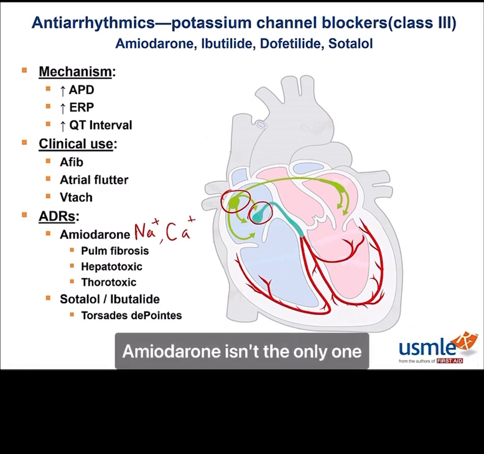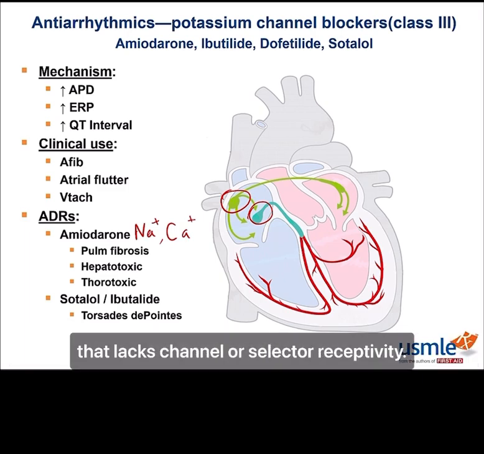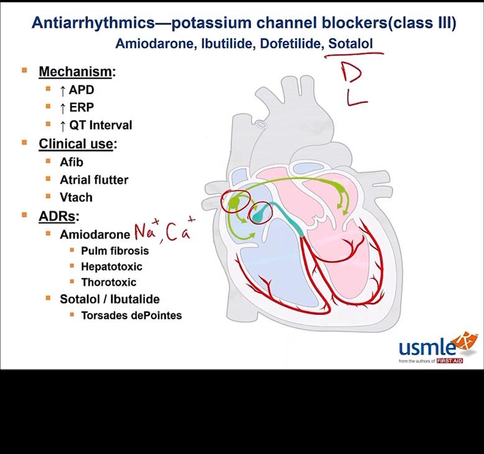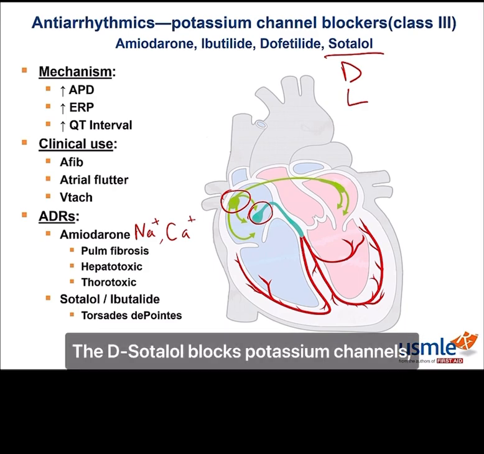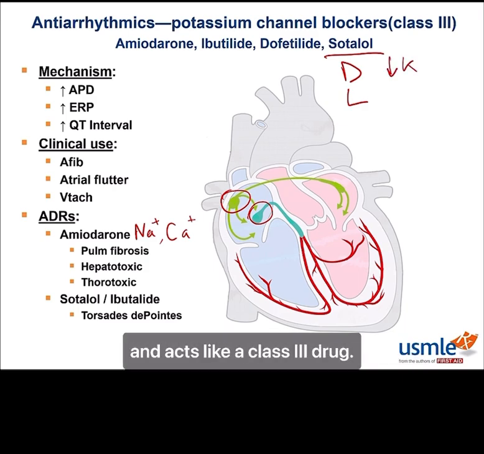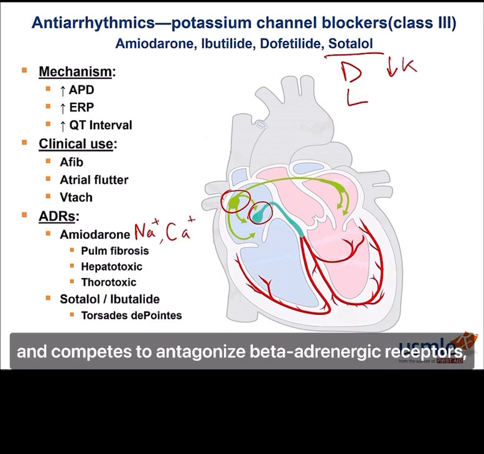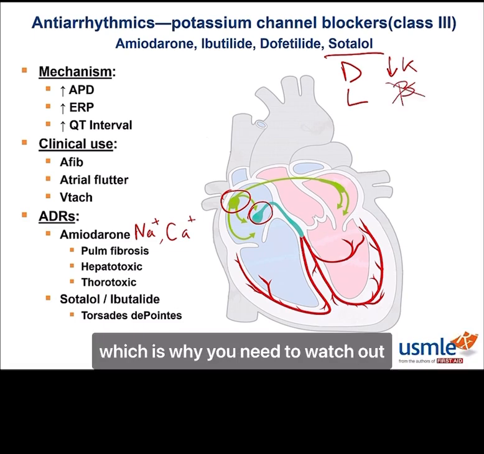Amiodarone isn't the only one that lacks channel or receptor selectivity. Sotalol is an antiarrhythmic that is made up of two stereoisomers, D-sotalol and L-sotalol. The D-sotalol blocks potassium channels and acts like a class 3 drug. The L-sotalol acts like a beta blocker and competes to antagonize beta-adrenergic receptors, which is why you need to watch out for excessive beta blockade.